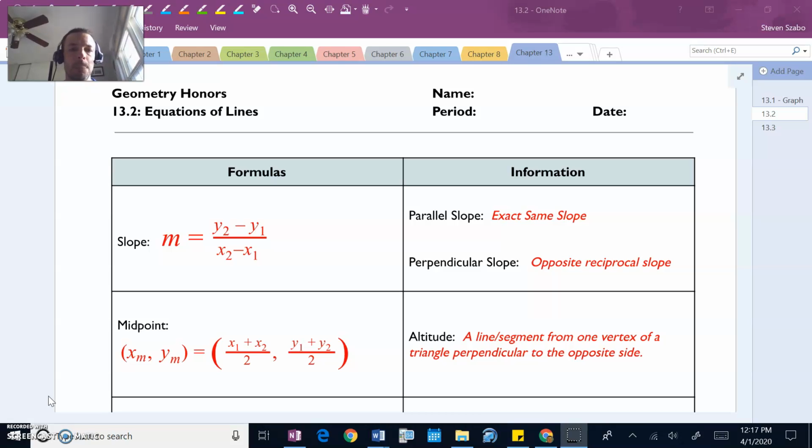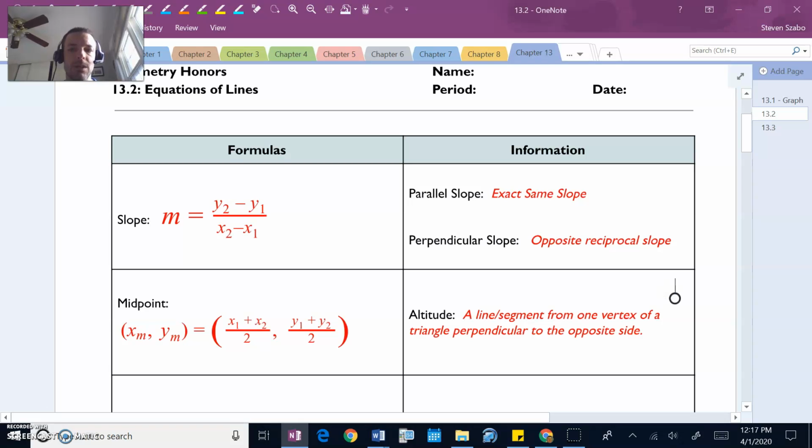equations here. So a couple things we have to remember, and I give you guys a blank copy of this so you guys have access to all of this. You guys can go ahead and fill this out. When we're finding slope, it's the change in your y over your change in your x.